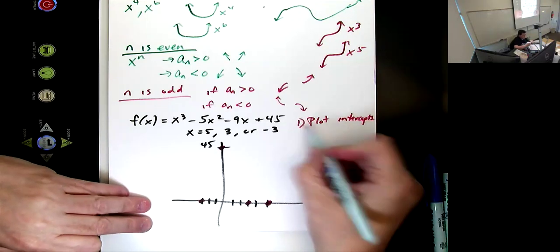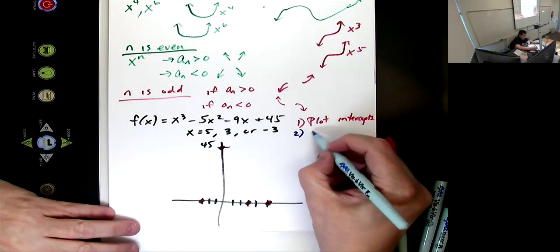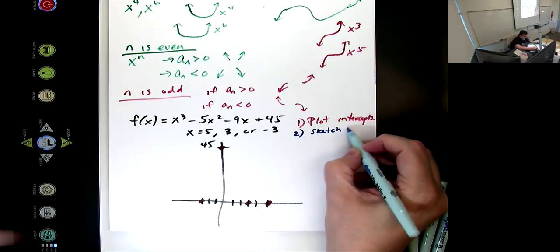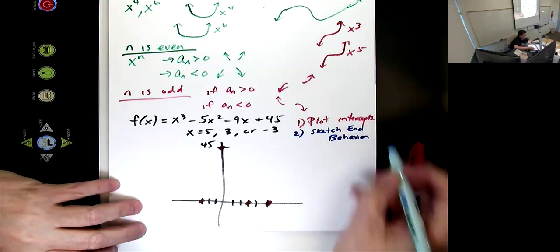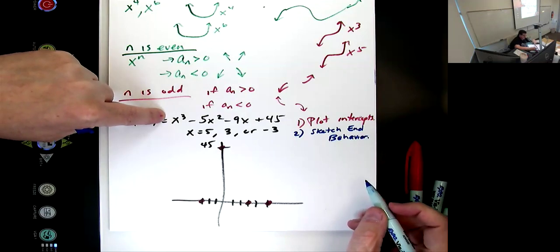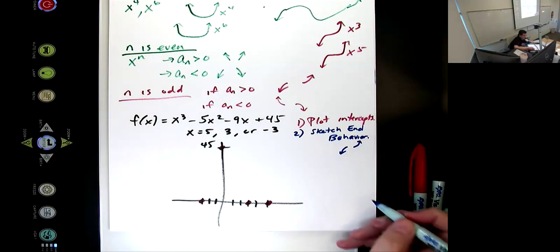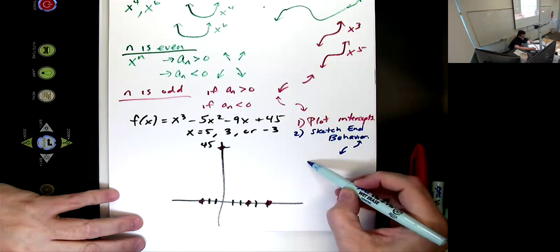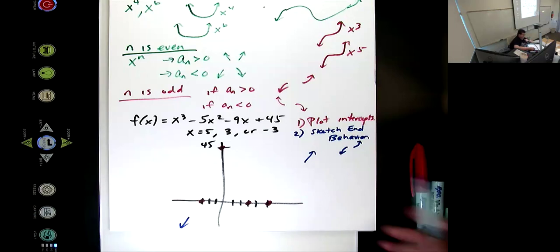Step 2: sketch end behavior. It always looks like the largest degree. So x cubed here, and it's got a positive number in front, so it's going to look like that. So I'm going to do something like this. That's me sketching end behavior.